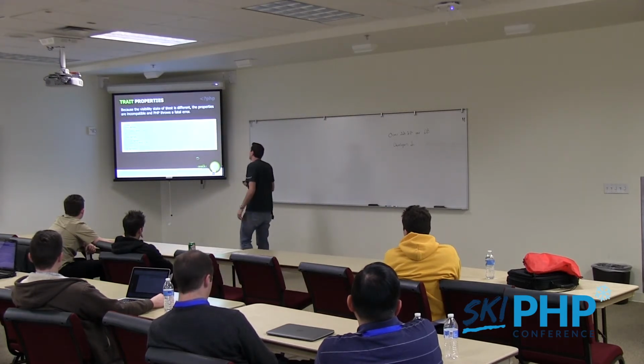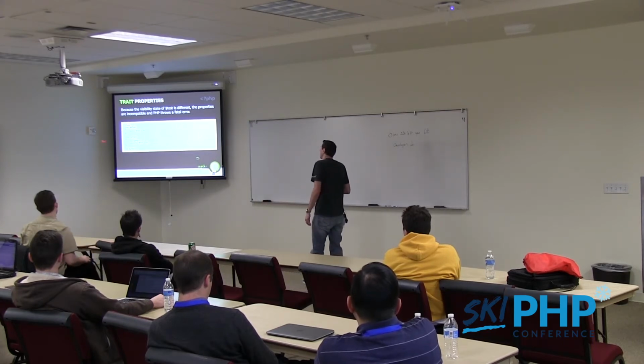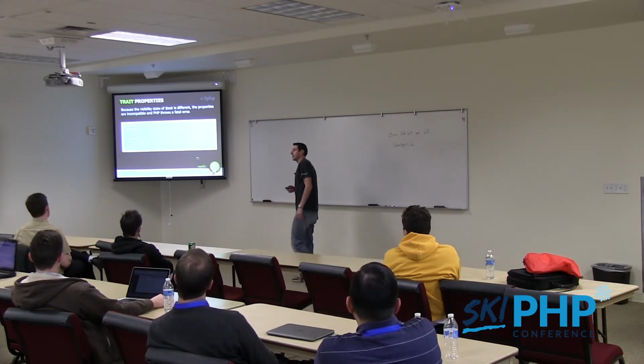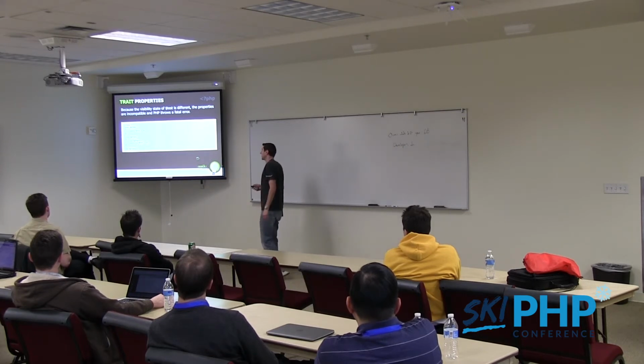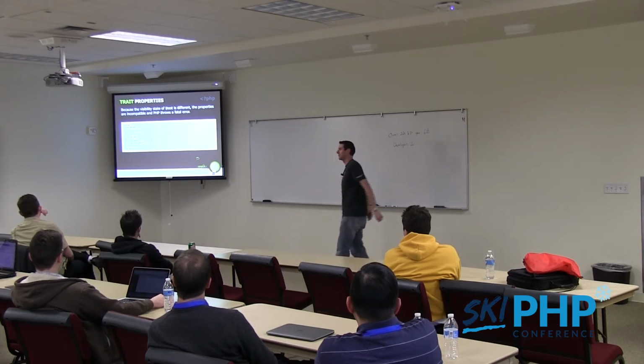Example here, we have trait, my trait, and my class, and they both have this property called test. And test is a string, and it equals high in both cases. What do you think is going to happen? Why is it going to blow up? Just ignore the text at the top, by the way.